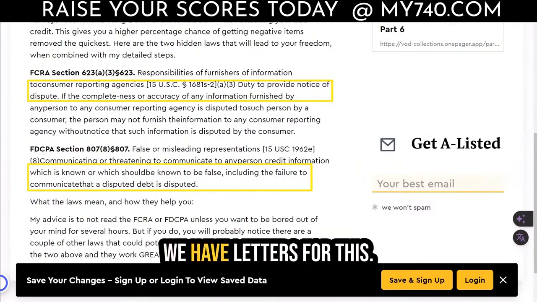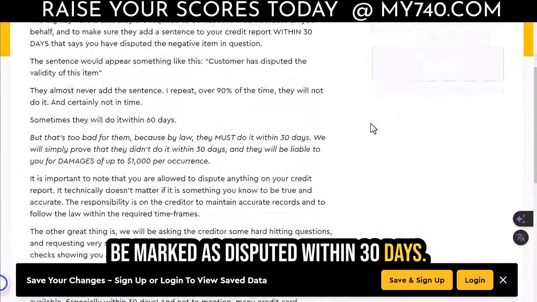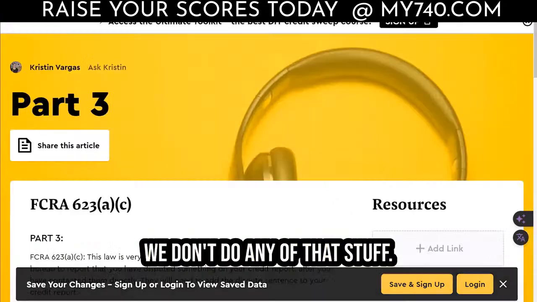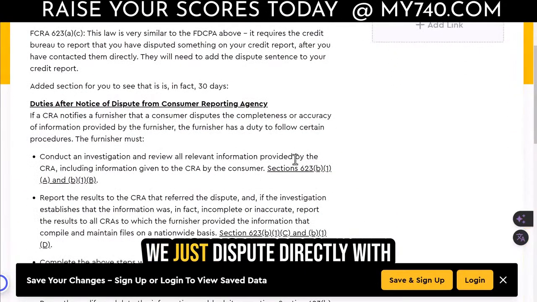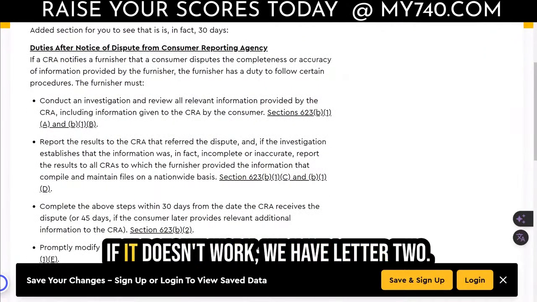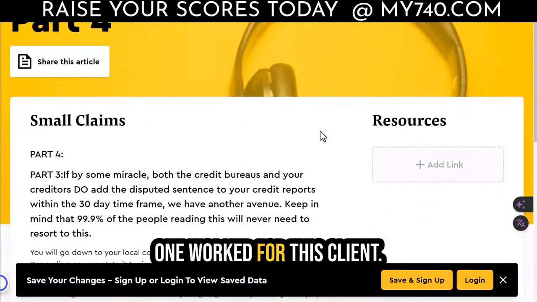How do you use these? We have letters for this. When you dispute something, it needs to be marked as disputed within 30 days. If they don't, it's $1,000 per occurrence. You do have to sue them. You do have to win, but we don't do any of that stuff. We just dispute directly with the collector using letter 1. If it doesn't work, we have letter 2. If that doesn't work, we have letter 3. But letter 1 worked for this client.